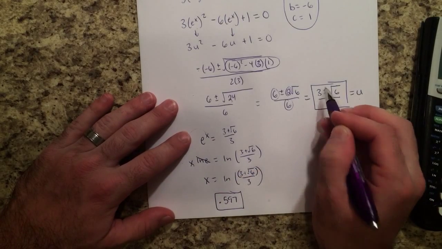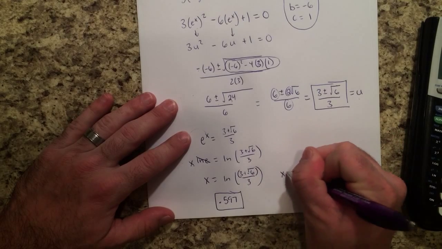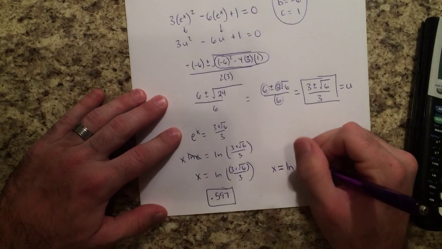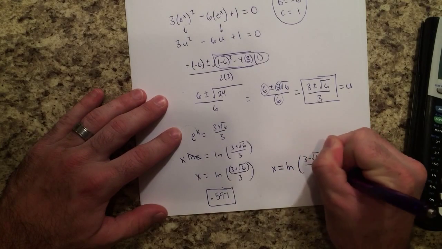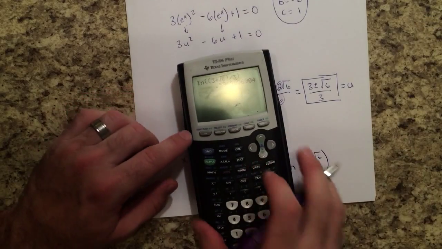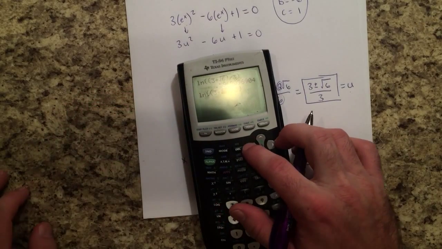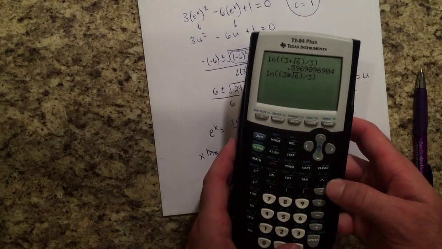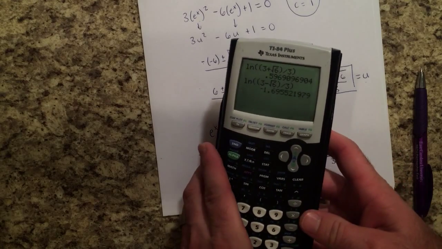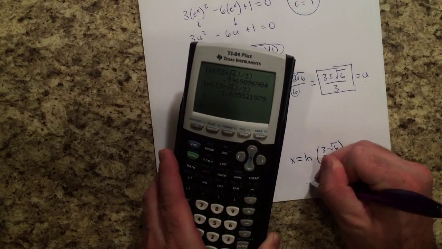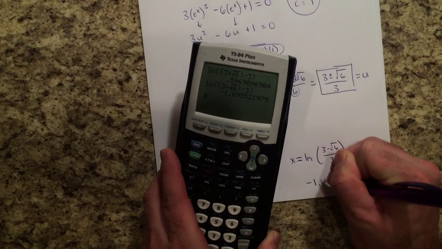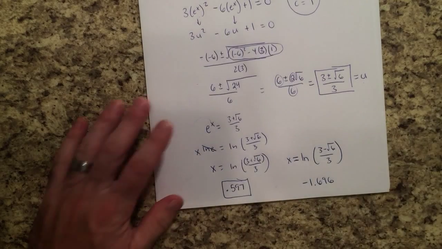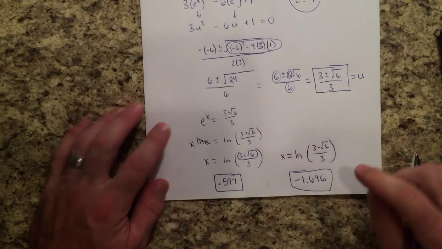But I've only done the plus, so now I need to do the same thing with the minus. So it's going to be x equals natural log of 3 minus the square root of 6 over 3. So I do the same exact thing, except this time I have a minus sign. I know you can't see. I'm going to change that plus to a minus. So minus, and I press enter, and I get negative 1.695. And when I round that to 3 decimal places, I get negative 1.696. So those would be my 2 possible answers for this problem.